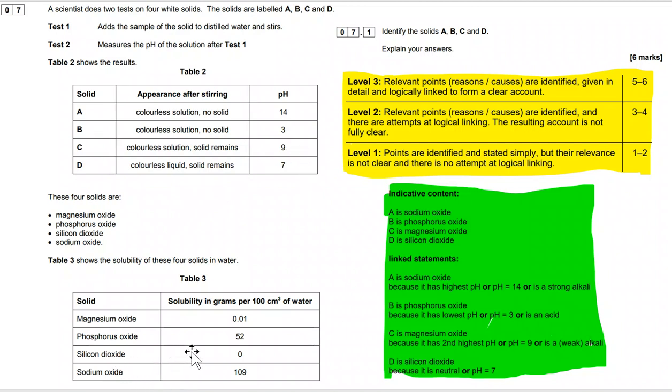Silicon dioxide has absolutely no solubility, so we would expect a colourless liquid, we would expect solid remains because the silicon dioxide stays there, and the pH wouldn't change. We're still measuring the pH of water. And that leaves us with our phosphorus oxide for B.